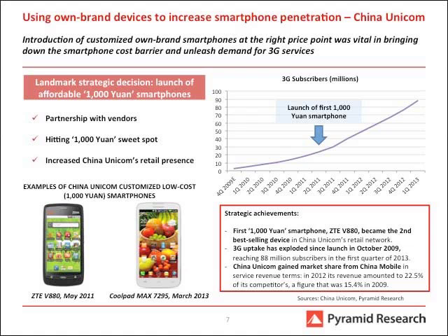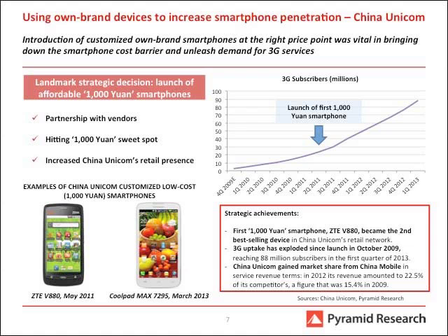Now, we covered some of the examples related to how operators can use an own-brand smartphone strategy to increase smartphone penetration and 3G penetration on their network. This was mostly about launching a more affordable smartphone to target the under-penetrated segments of the population.